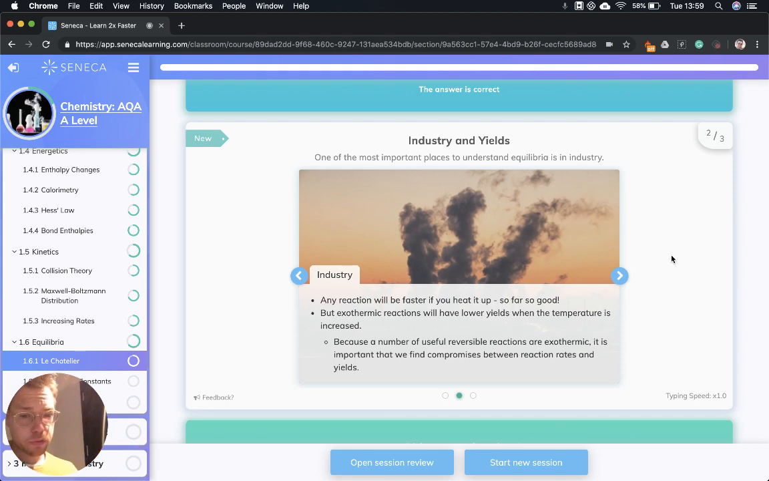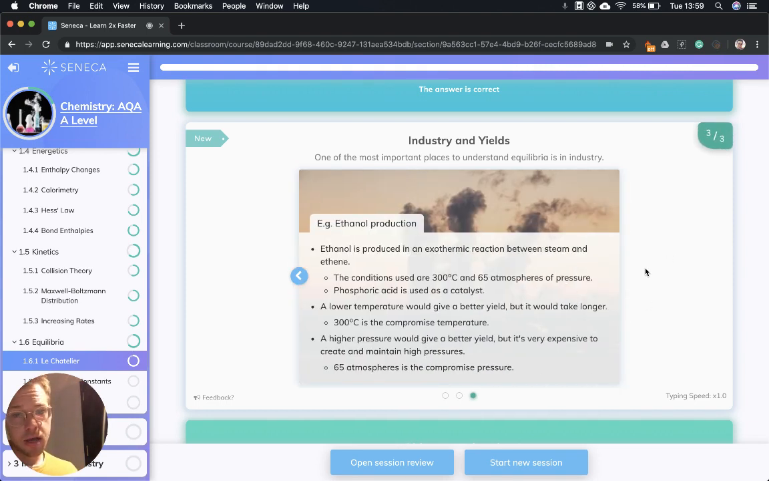Because a number of useful reversible reactions are exothermic, it is important that we find compromises between reaction rates and yields. A good example of this is ethanol production. Ethanol is produced in an exothermic reaction between steam and ethene. The conditions used are 300 degrees Celsius and 65 atmospheres of pressure. Phosphoric acid is used as the catalyst.